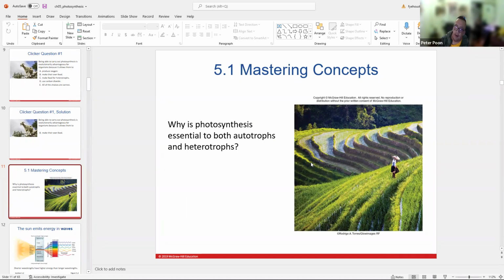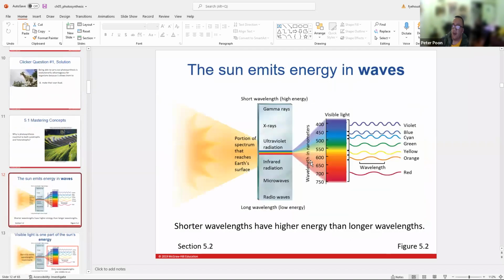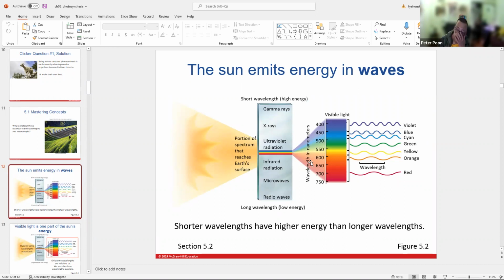Why is photosynthesis essential to both autotrophs and heterotrophs? Well, because without it, it's hard to get energy. The sun emits energy in waves. What we see as sunlight is white light, but in reality, it's not white light. What we see are all these different wavelengths: violet, blue. The shorter wavelengths actually have more energy than longer wavelengths.